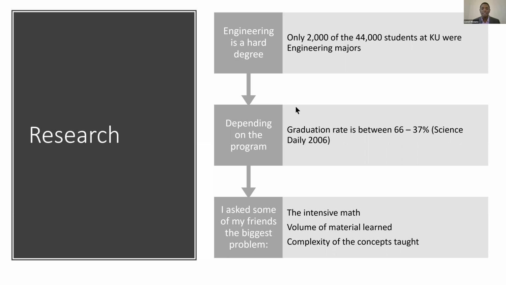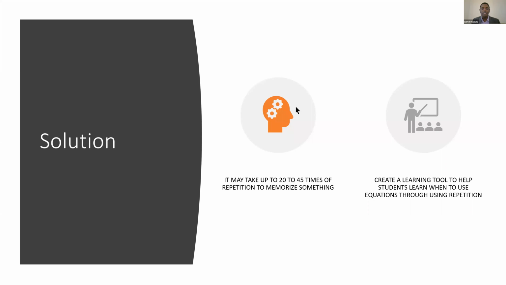I asked some of my friends what their biggest problems were. The investment in math, the volume of material learned, and the complexity of the concepts taught were high on their list of problems with engineering in general. So my solution was to use a little bit of psychology: it may take up to 20 to 45 repetitions to memorize something.